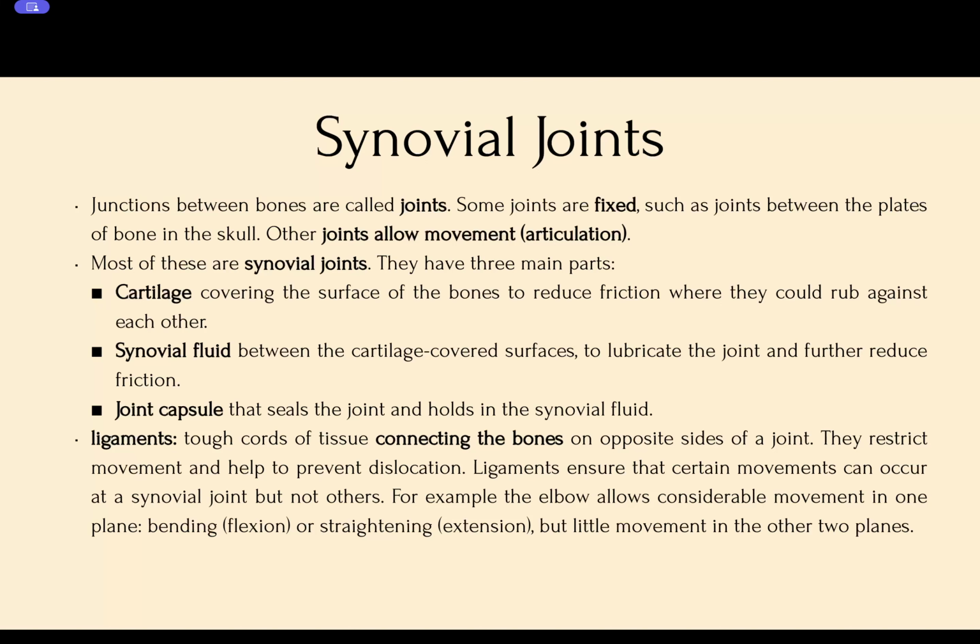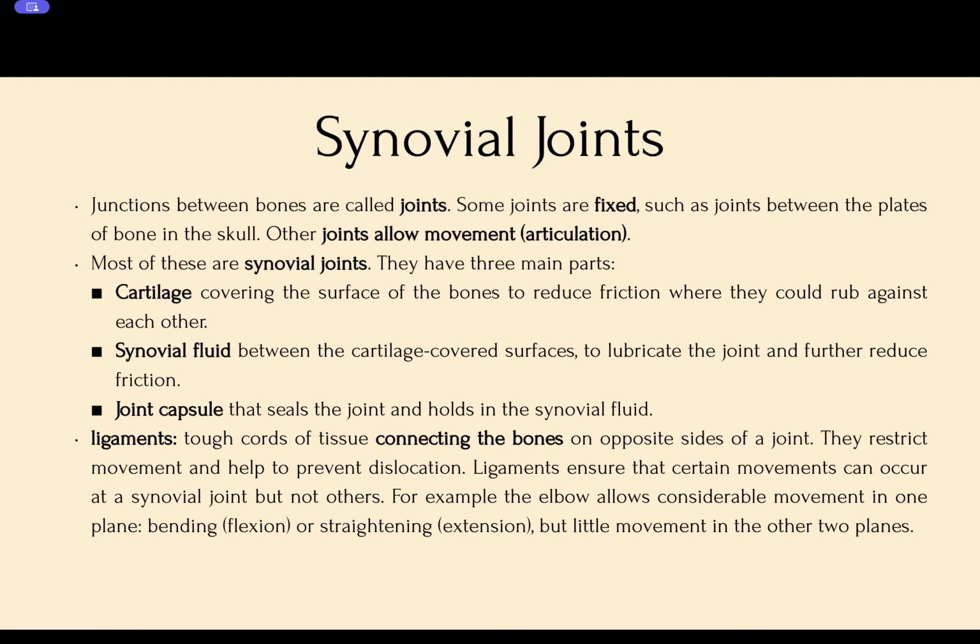Cartilage is essentially soft bone that covers the surface of the bones to reduce the friction where they could rub against each other. Synovial fluid is between the cartilage covered surfaces to lubricate the joint and further reduce friction. And then the joint capsule is the thing that seals the joint and holds in the synovial fluid within our joints.